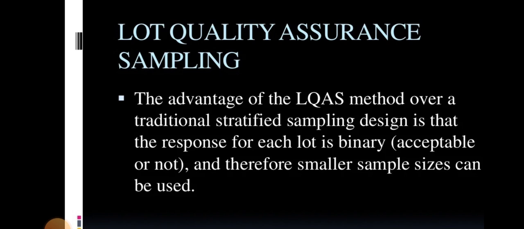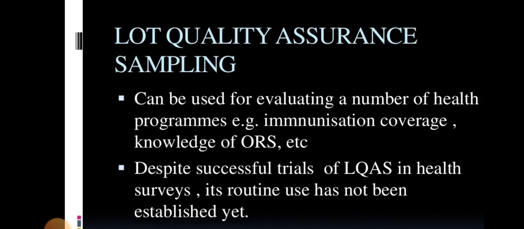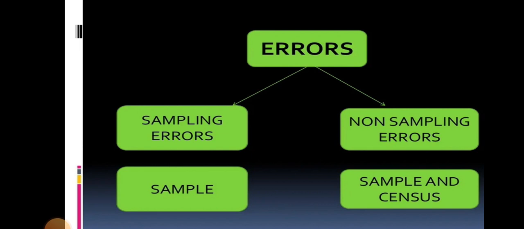The advantage of the lot quality assurance sampling method over a traditional stratified sampling design is that the response for each lot is binary, that is acceptable or not, and therefore a smaller sample size can be used. It can be used for evaluating a number of health programs, for example immunization coverage, knowledge of ORS, etc. Despite successful trials of lot quality assurance sampling in health surveys, its routine use has not been established yet.